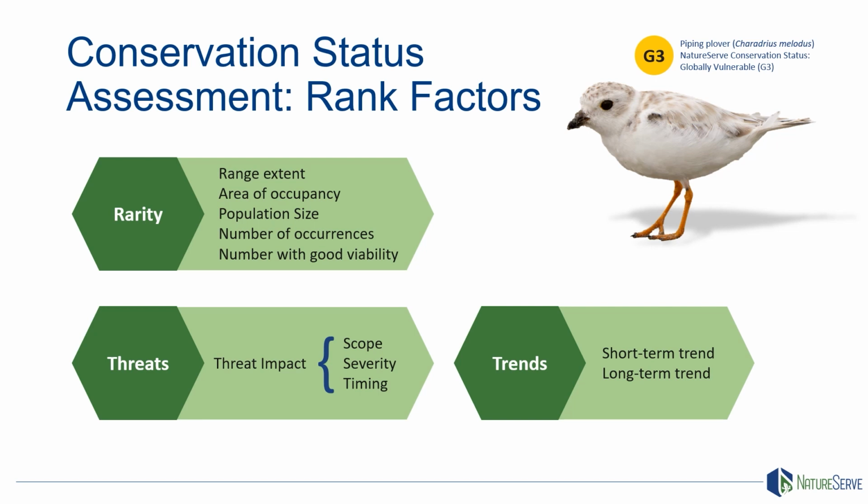The single threat factor is threat impact, which integrates the scope, severity, and timing of the different anthropogenic threats affecting the species. And finally, short and long-term population trends also factor into the assessment. Although ranks are the most robust when information for all of these factors is available, ranks can still be calculated when values for only a subset of these factors are known.